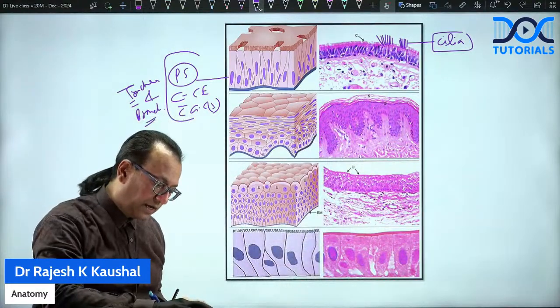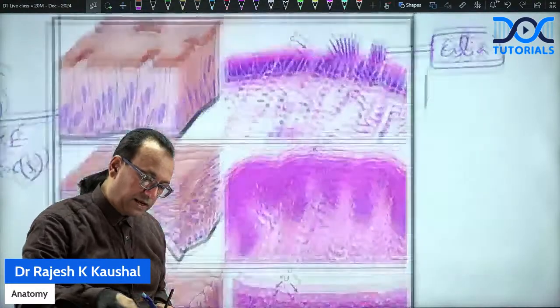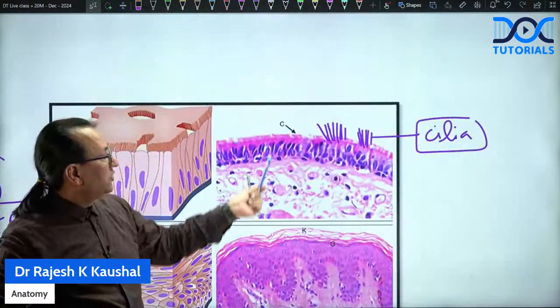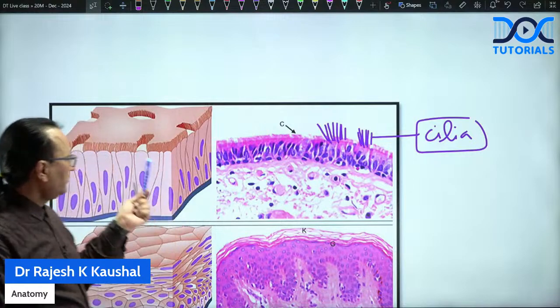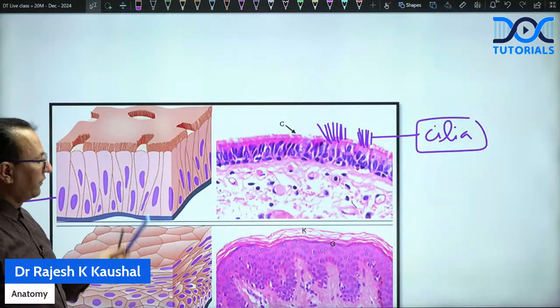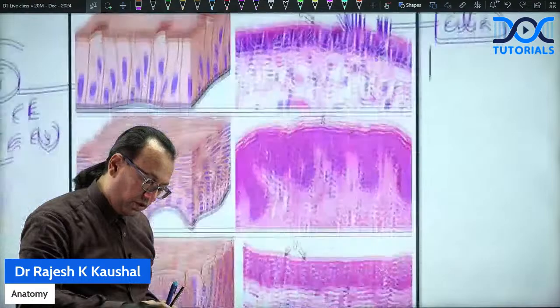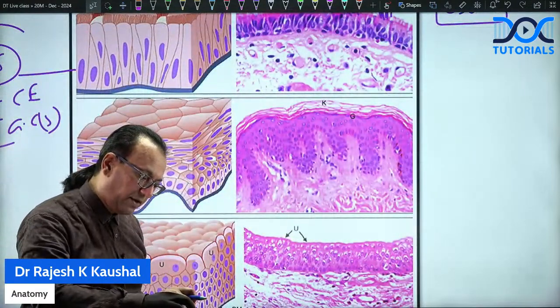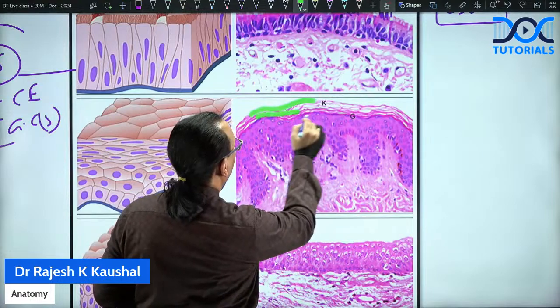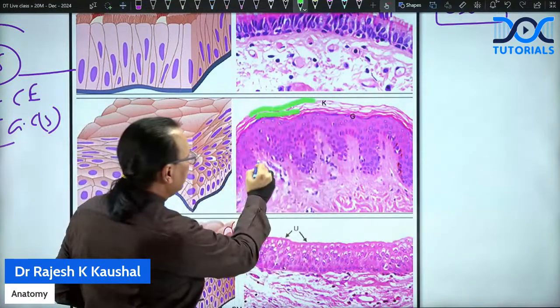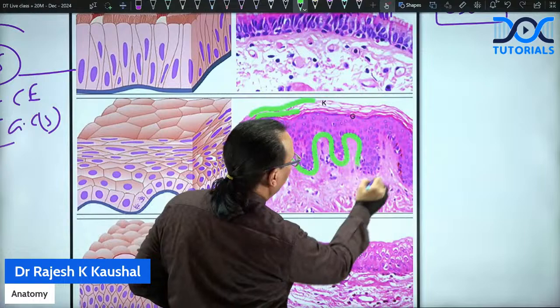If you want, I can zoom it a little bit. This is how it will appear. Pseudo-stratified ciliated columnar epithelium. C is for cilia, pseudo-stratification. Okay, what is number 2? In number 2, you can see keratin. K is for keratin. And you can see this is a multi-layered epithelium.